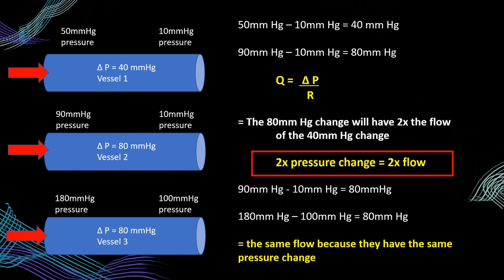If I compare vessel 2 to vessel 3, 90 millimeters of mercury down to the 10, that's a change in 80. Vessel 3 goes from 180 millimeters of mercury down to 100 millimeters of mercury. That is also an 80 millimeter mercury change. So even though the pressures are very different in these two vessels, they actually have the same pressure difference. They're dropping by 80 millimeters of mercury. And so these two, vessel 2 and vessel 3, will have exactly the same flow because they have the same pressure difference. The change in pressure is 80 in both situations.